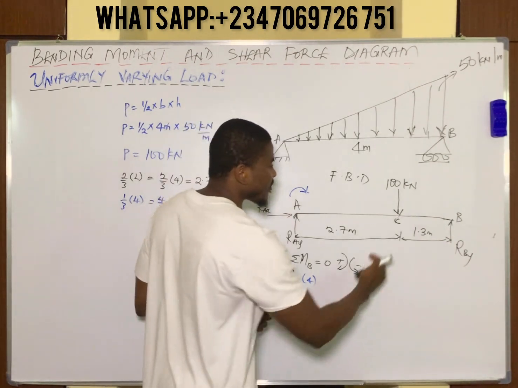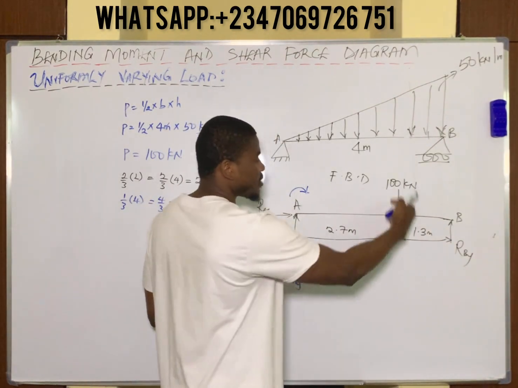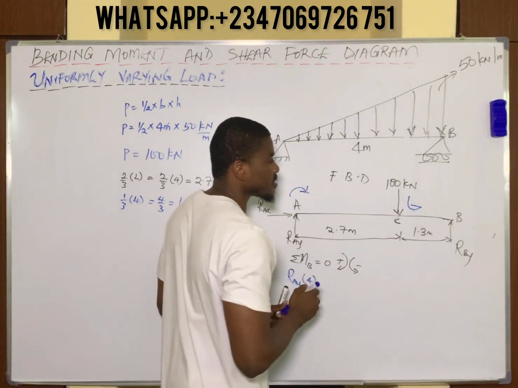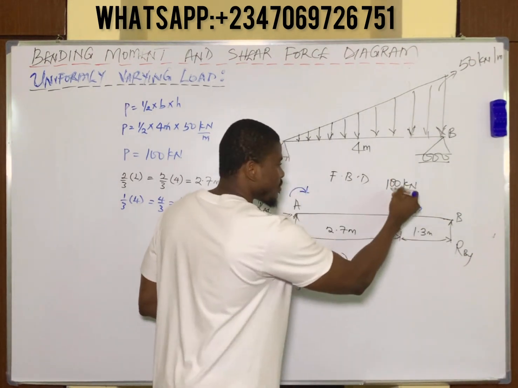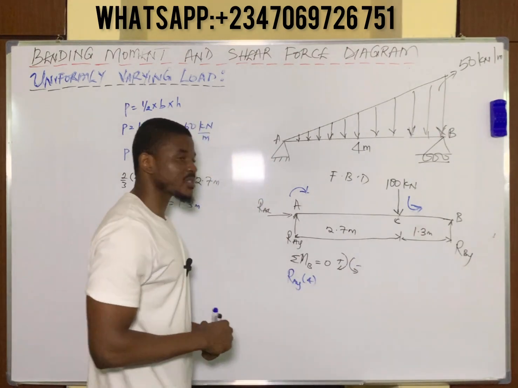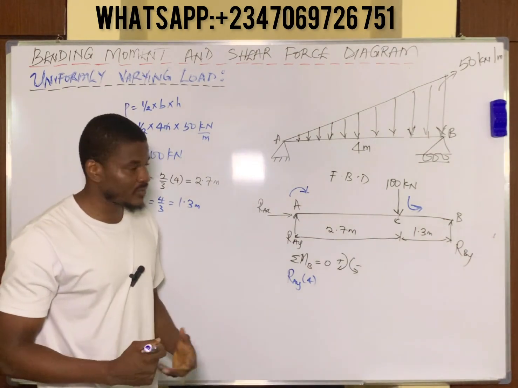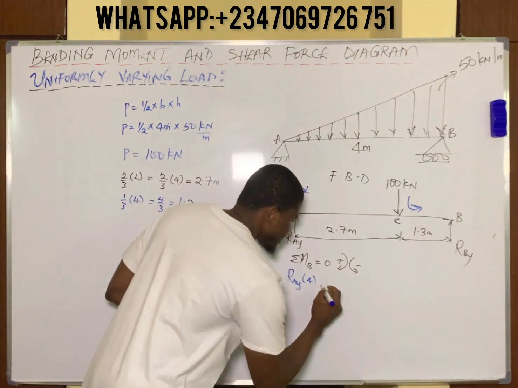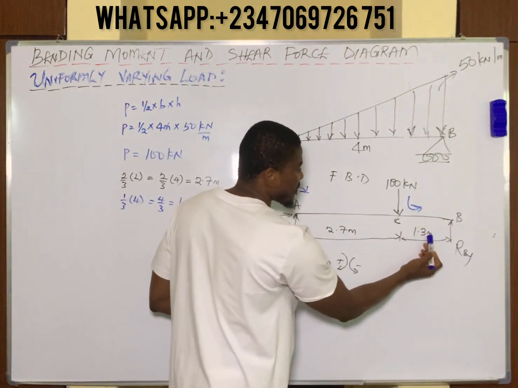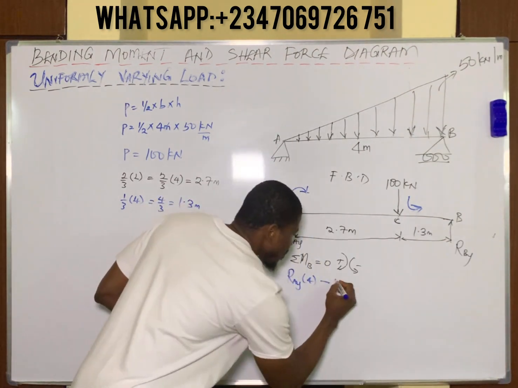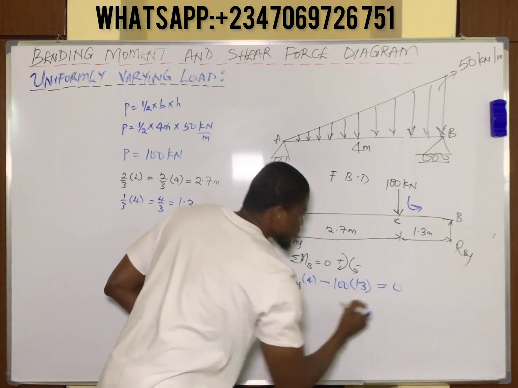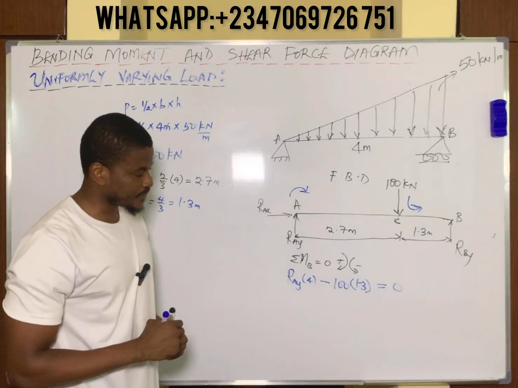Now we have another force here, 100 kilonewtons, pointing downwards. This force will turn in this direction to take moment at point B, because it is acting downwards. And this direction is what? Anti-clockwise. And we said let anti-clockwise moment be negative, so the moment of that force automatically becomes negative. Now, the total distance it takes this force to get to point B is simply 1.3 meters. So you simply have 100 multiplied by 1.3, and the whole of this is going to be equal to 0 from the moment equation.